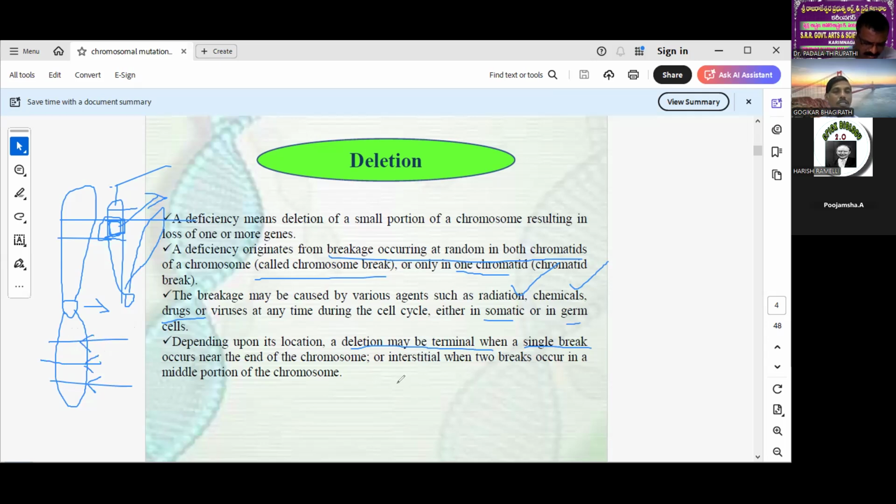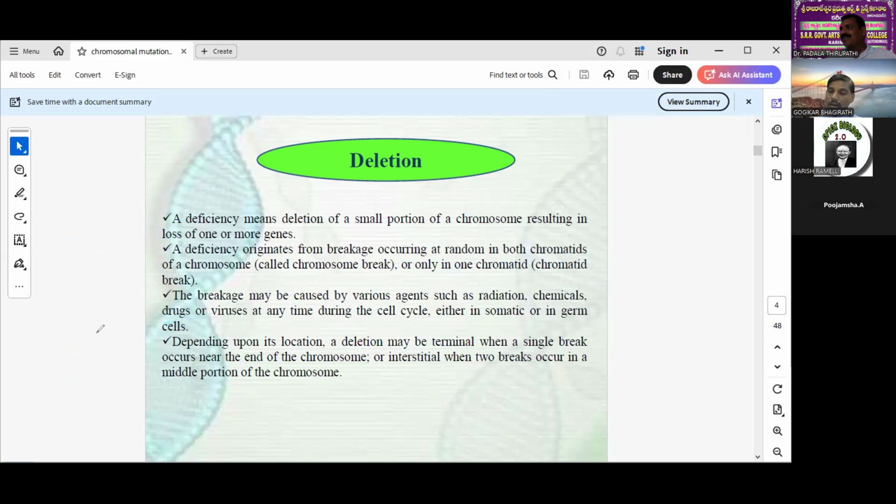So the interstitial part of the chromosome is also deleted by breaks at two points in the middle portion of the chromosome. This is called deletion. Deletion is nothing but loss of genes, either a single gene or a few genes. These deletions are again classified into terminal deletion and intercalary deletion.